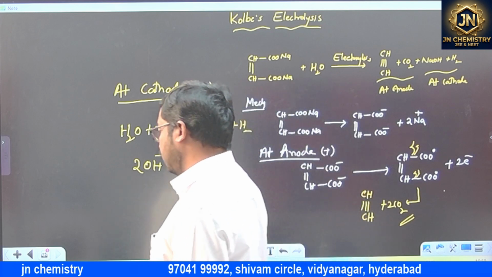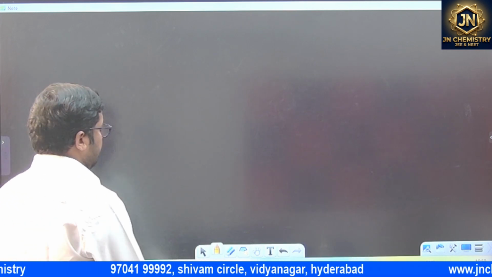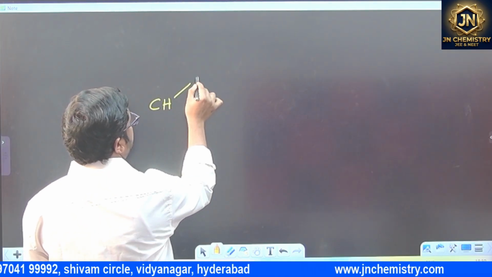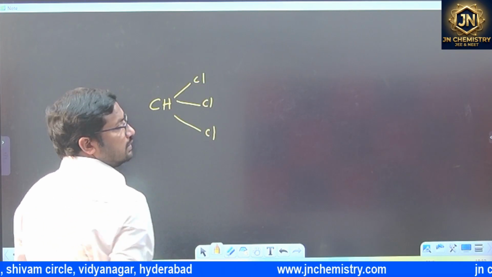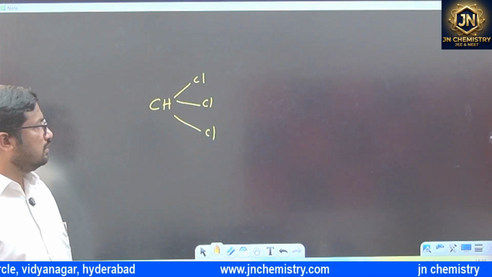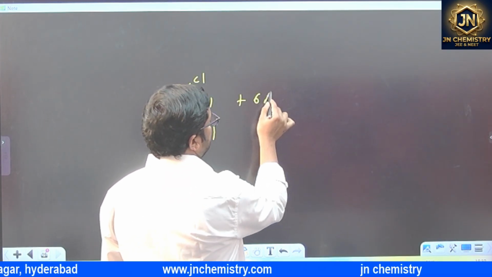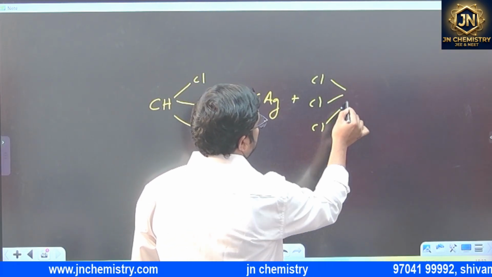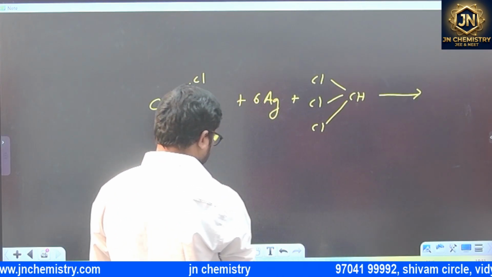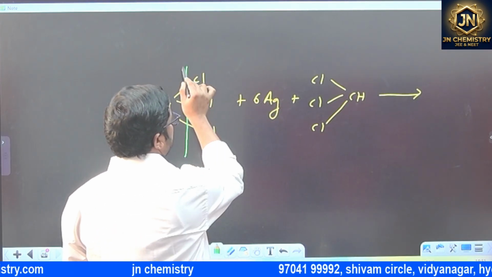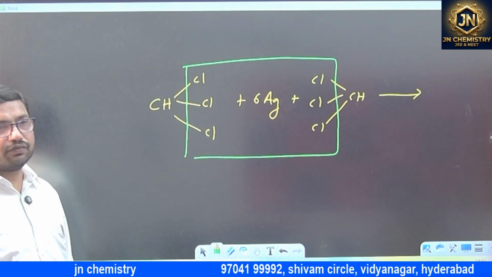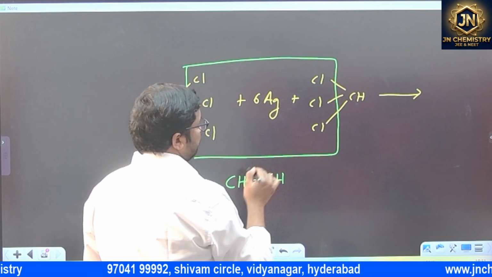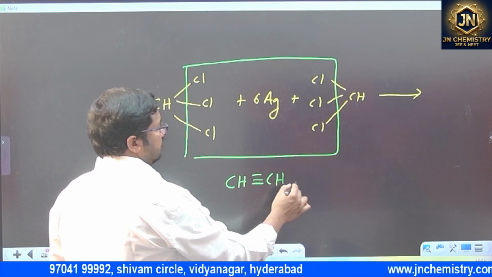Next, from chloroform. So from chloroform also we can prepare it. What is chloroform? CHCl3. Can I write it like this? CHCl3, chloroform, with 6 moles of Ag. 6 moles of AgCl are going out. So we get CH triple bond CH, write it down, plus 6 AgCl.